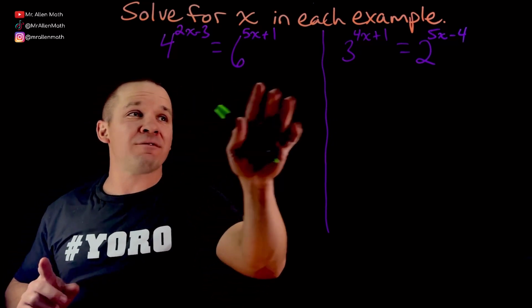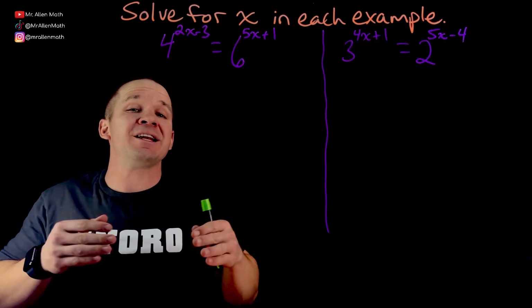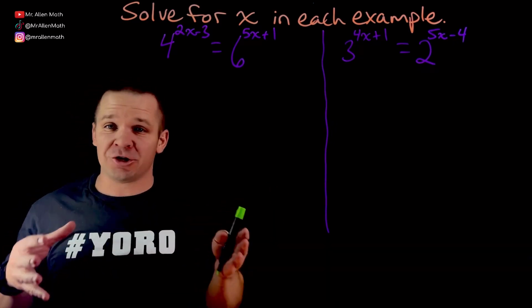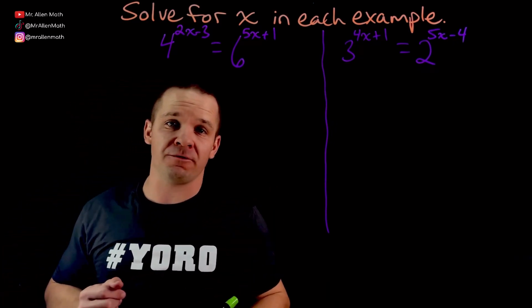Mr. Allen here with some solving of exponential equations, but these are a little bit different. We don't have like bases in these two problems. We can't even rewrite them with like bases. The algebra in this one is going to get exponentially fun, if you will.